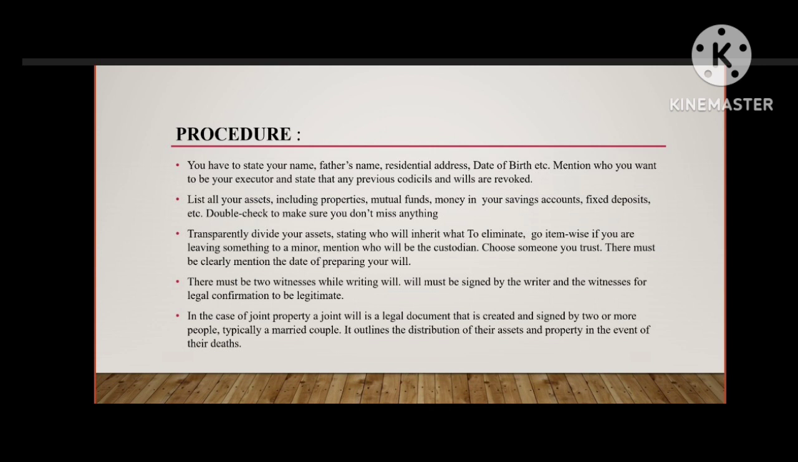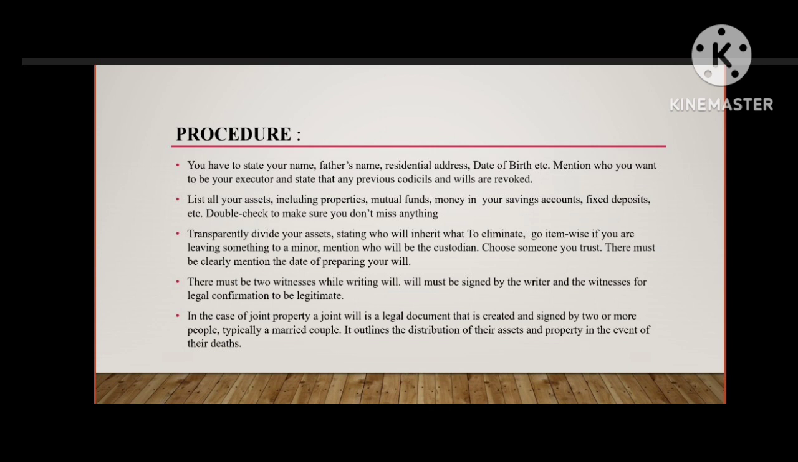Procedure to write a will. First of all, you have to state your name, father's name, residential address, date of birth, etc. Mention who you want to be your executor and state that any previous codicils and wills are revoked. Next, list all your assets including properties, mutual funds, money in your savings accounts, fixed deposits, etc. Double check to make sure you don't miss anything.